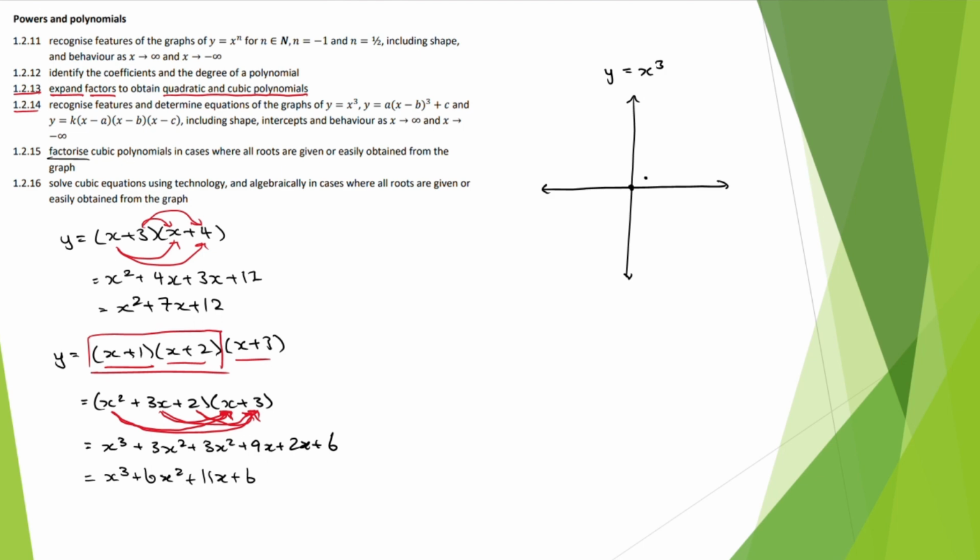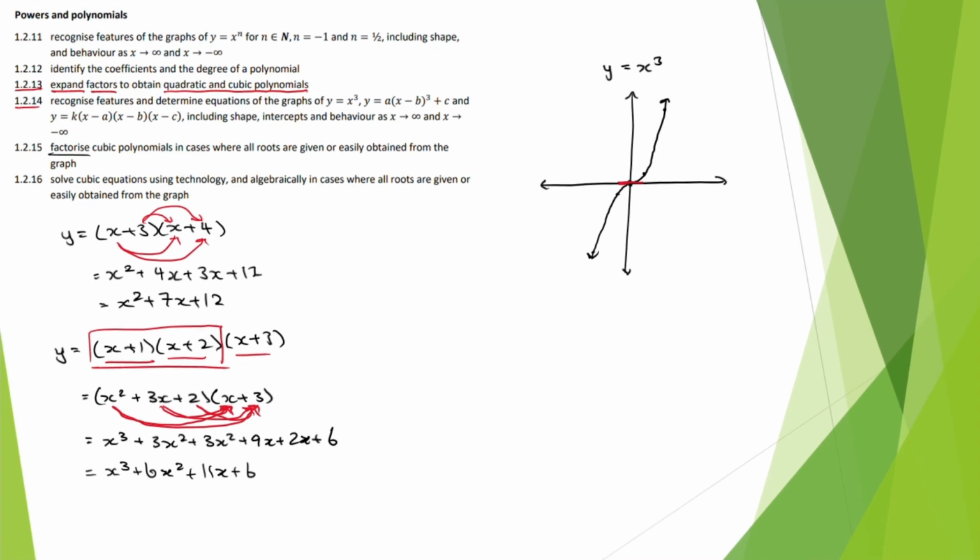When x equals 1, y equals 1. When x equals 2, y equals 8. So we're going to make a massive leap here. When x equals -1, y equals -1, because -1 cubed is -1. And -2 cubed is -8. And so as a result, what we end up getting is something like this. And this is the form of y equals x cubed.